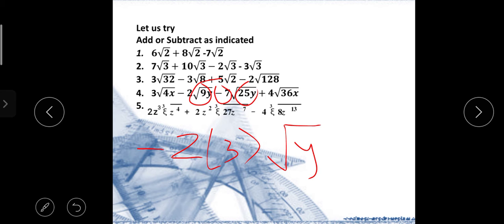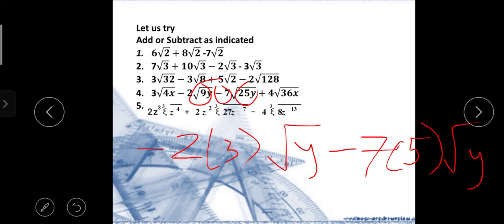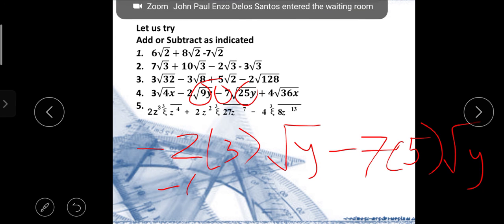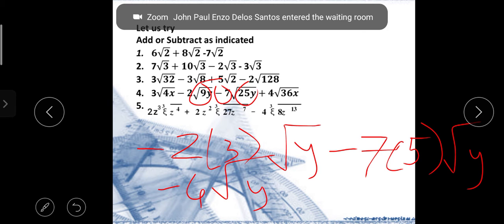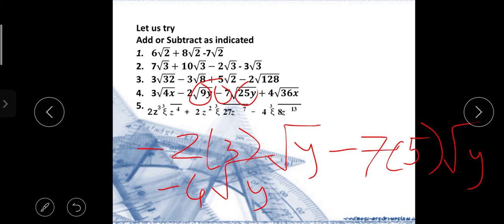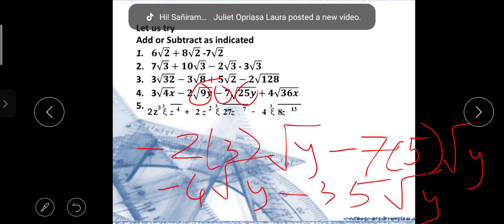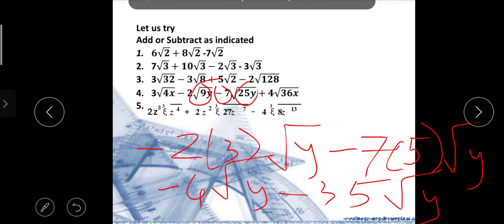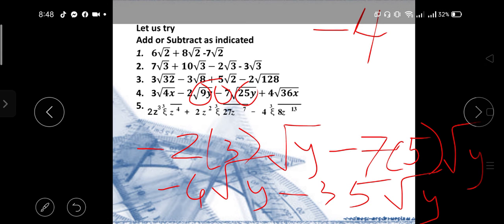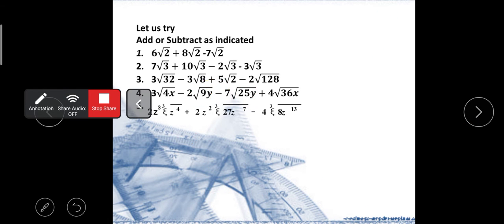And then, yung sign natin dito is negative. Negative 7, ang square root ng 25 is 5 and then square root of y. Negative 2 times 3 is negative 6. Negative 7 times 5 is negative 35 square root of y. Negative 6 minus 35 is negative 41. So, ang final natin doon sa ating second term is negative 41y. So, isusulat natin siya.